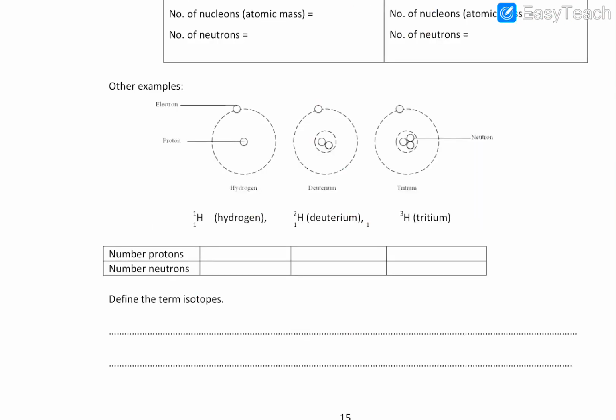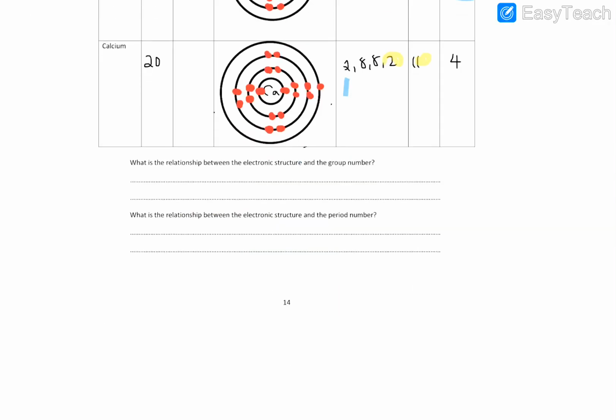So let's see these questions. What is the relationship between electronic structure and the group number? The group number gives information on how many electrons there should be in the outermost shell, and the period number tells you how many shells are filled in. So make sure you write this in your copybook and you include the details about group number and period number.